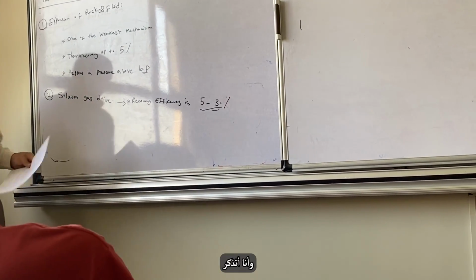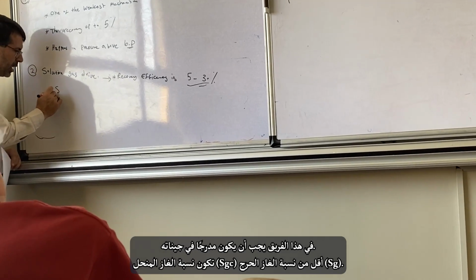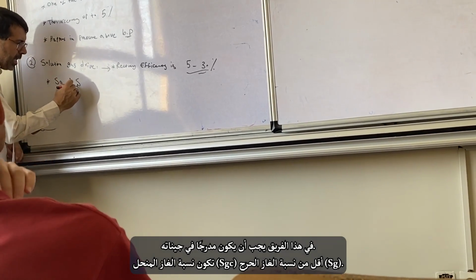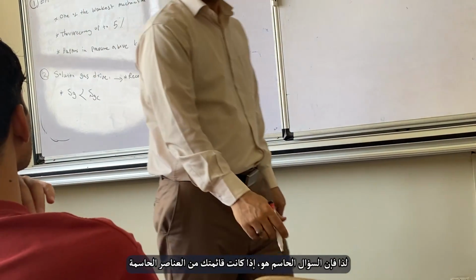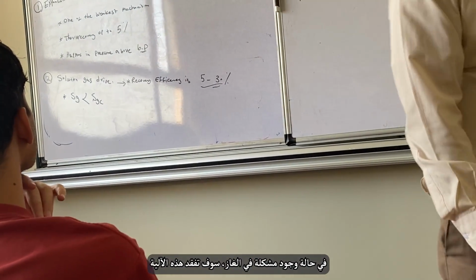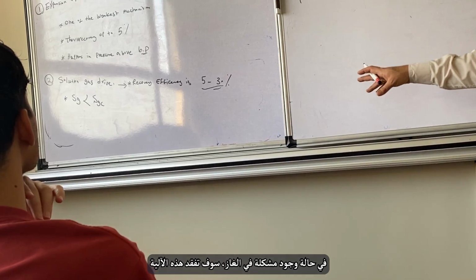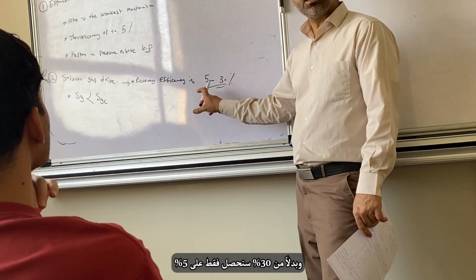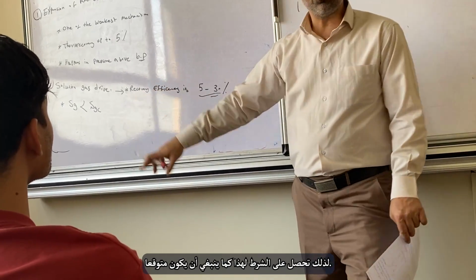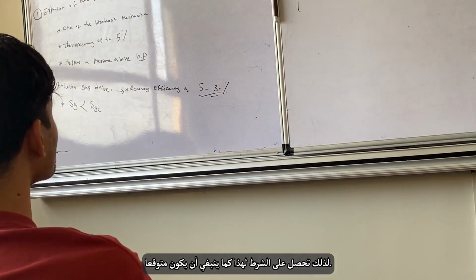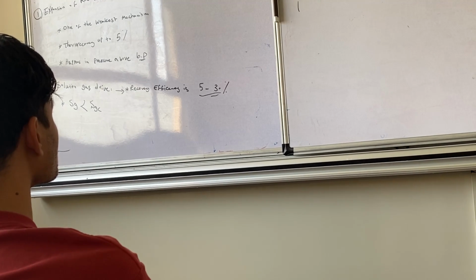And remember, in this one, Sg should be less than Sgc. I wrote this one before. If you reach the critical gas saturation, you are going to lose this mechanism, and instead of 30%, you can only get 5%. So remember, the condition for this one is that Sg should be less than that value.